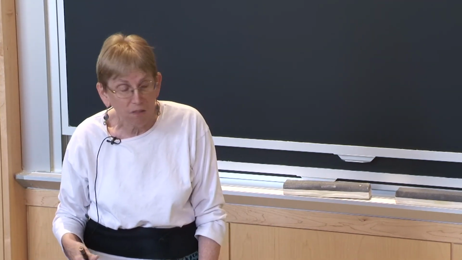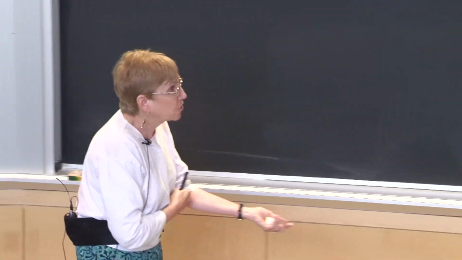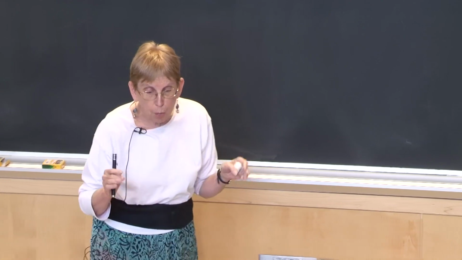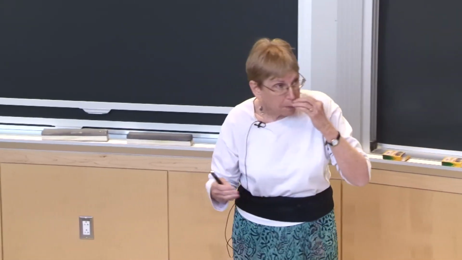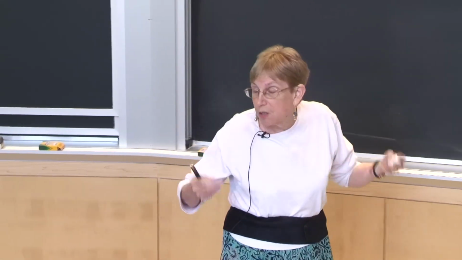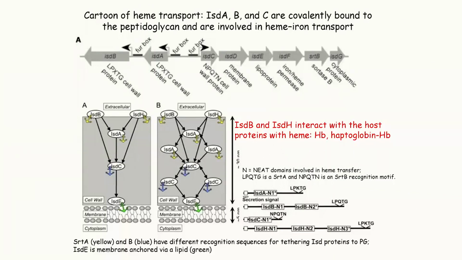So at the end of the last lecture, we introduced you to the operon in Staph aureus, and there were proteins called sortases, which are basically transpeptidases. They have different sequence specificities, and let's just go back one. So where we were last time, we have this operon, and all of the proteins involved in uptake of heme into the cell are called the ISD proteins.